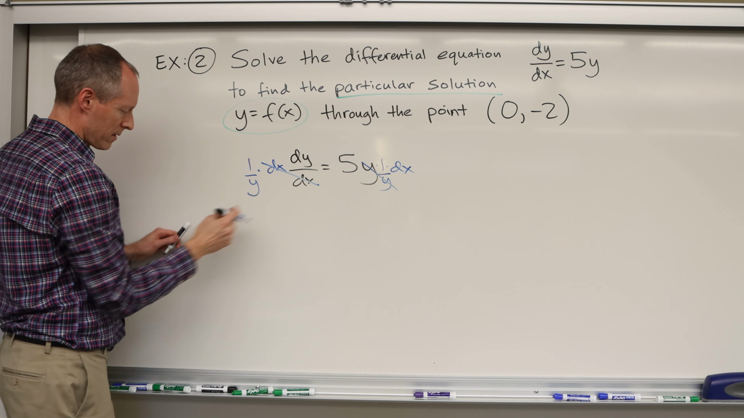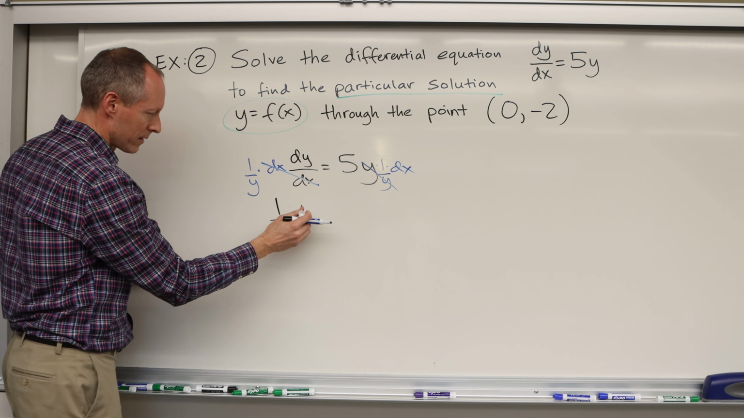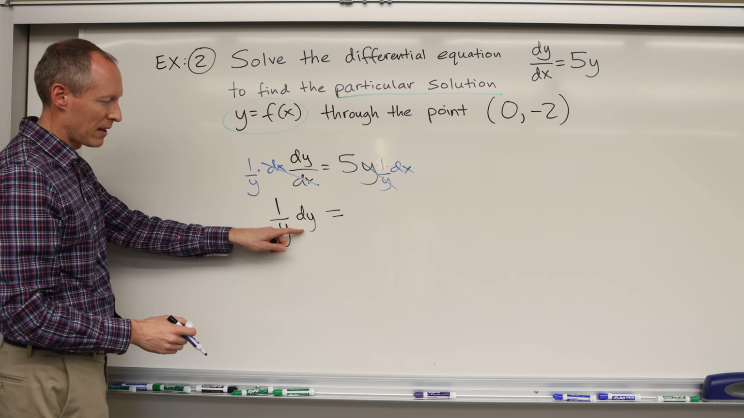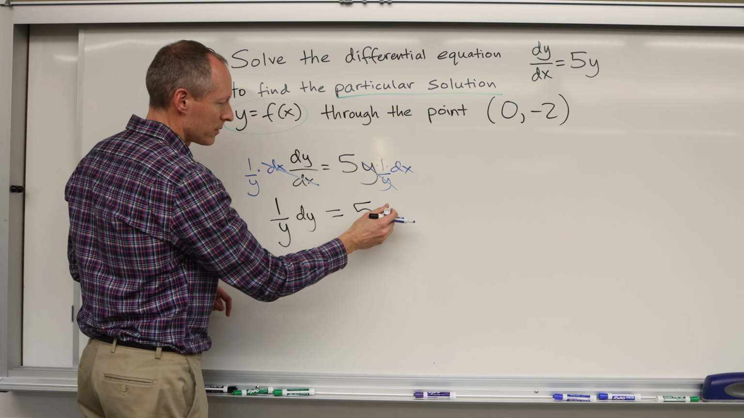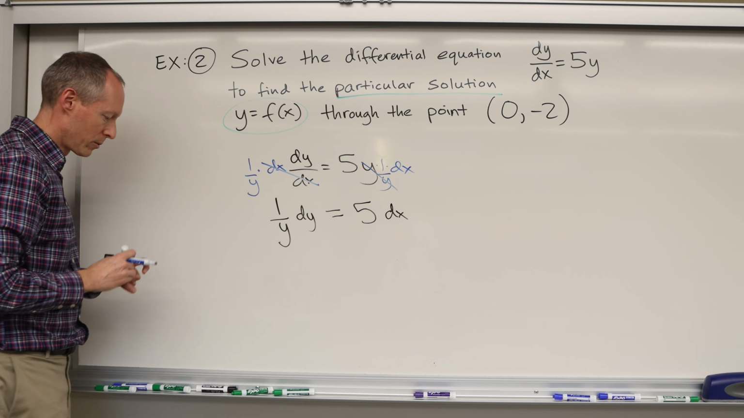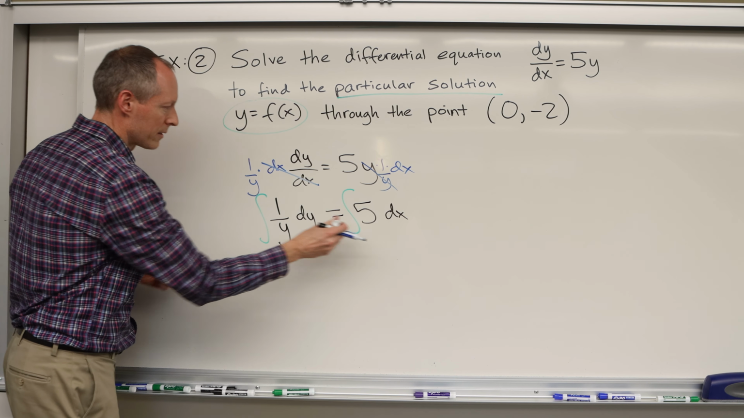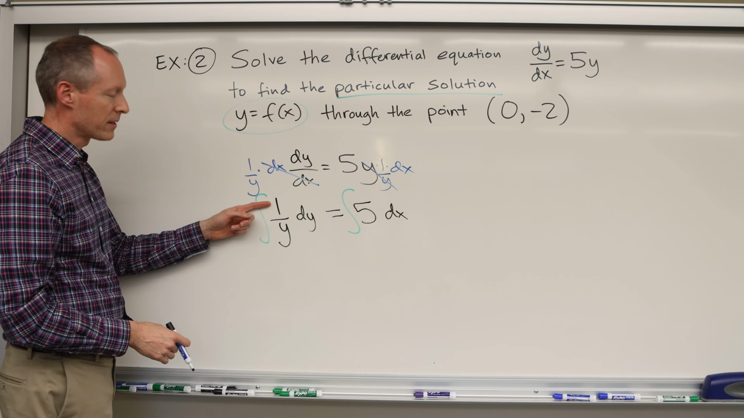So I'm left with 1 over y dy. So all the y's are on the left. And it's better to have it like this than having the y underneath there. And then this is 5, those canceled, and there's the dx. So we separated, and now we integrate. Separate, integrate, hesitate, initiate. All right, so the next step, this is a formula you should know.